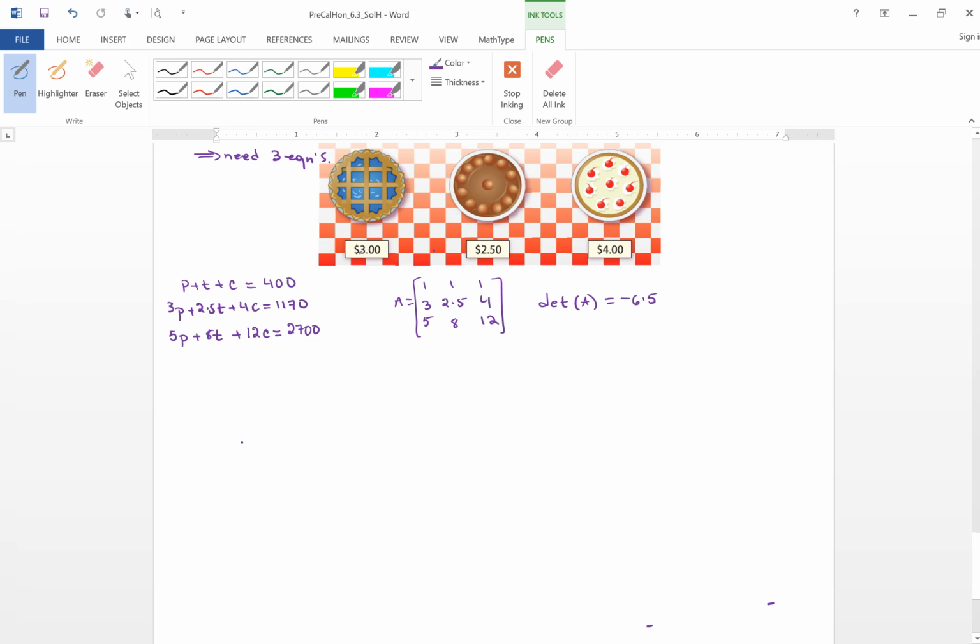All right, now, I need a matrix for P. My AP matrix has the first column of 400, 1170, 2,700, then 1, 2.5, 8, 1, 4, 12. The determinant of this one, it turns out, is negative 1,430. So P is the determinant of AP over the determinant of A: negative 1,430 over negative 6.5, which is 220. So P is 220.